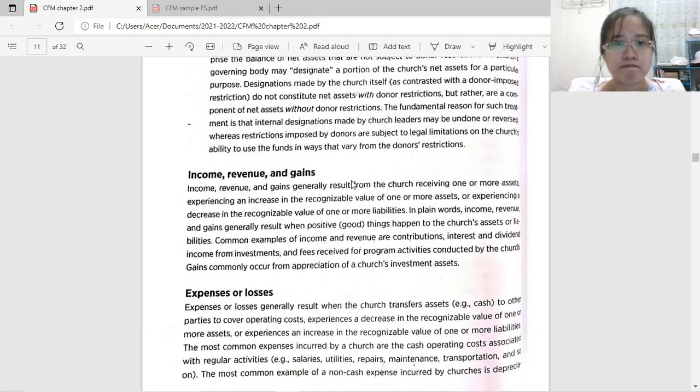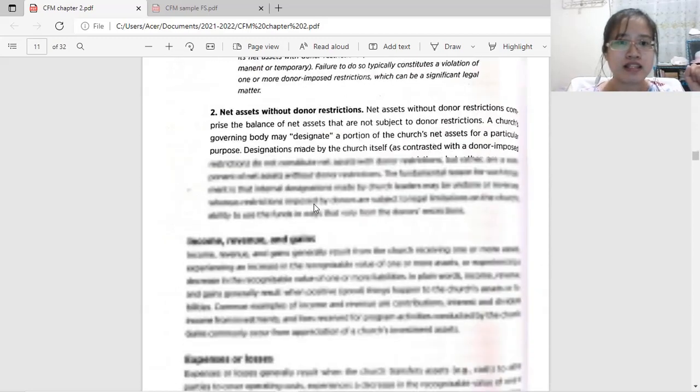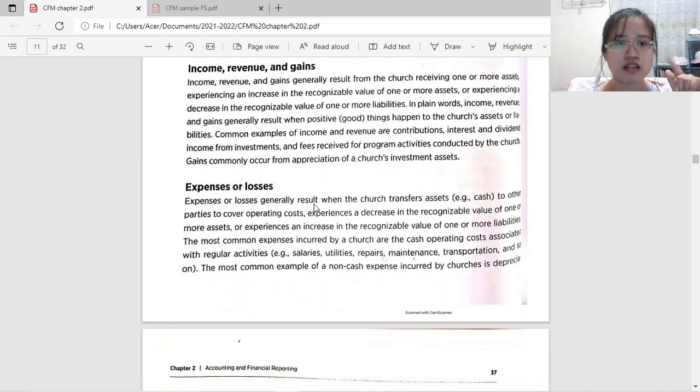Okay, the first three, assets, liabilities, and net assets, these are shown in the statement of financial position, or sometimes we call it balance sheet. We call it balance sheet because the total assets must equal the total liabilities and net assets. And then the next part, income, revenue, and gains, and expenses and losses. These form part of the statement of income or comprehensive income, but that's for business organizations.